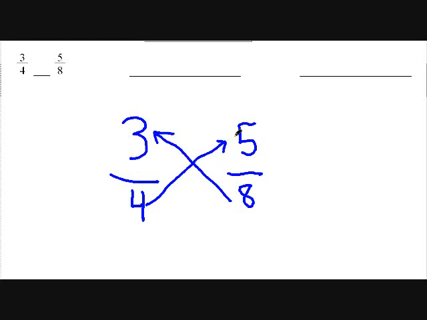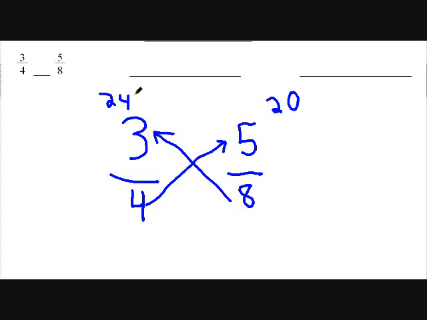4 times 5 is 20. That's the product. Remember, the answer to a multiplication problem is called a product. 8 times 3, 24. There's our other product. We cross multiplied and got two products. That's why we call this cross products.